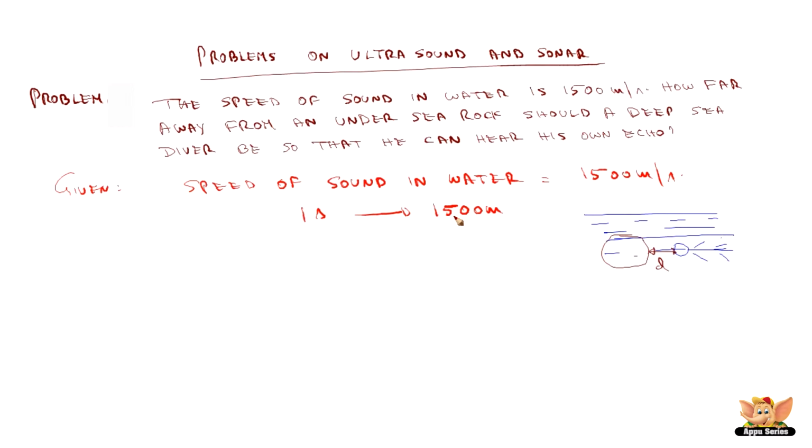So if 1 second it is 1500 meter and he hears his own echo, then the d will be 1500 by 2, which is 750 meters. Because this 1500 meter represents both ways. This represents 2d. Because the sound wave travels from one place to another and comes back. So it is twice the distance between the object and the source of the sound. So 750 meters is the answer.